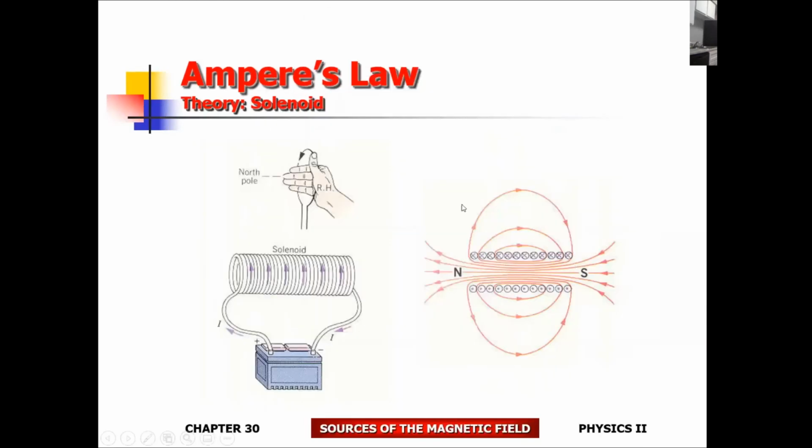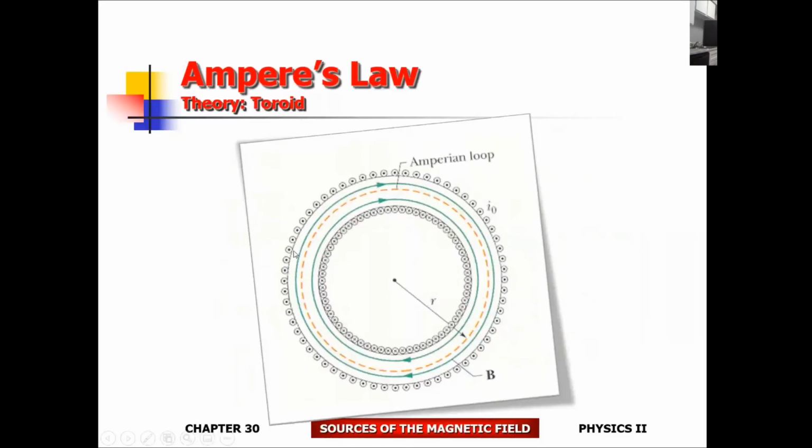All right, so the strength of the magnetic field inside a solenoid is going to be constant. The strength of the magnetic field inside a toroid is not going to be constant. The strength of the magnetic field inside a toroid is going to depend on the radial distance.